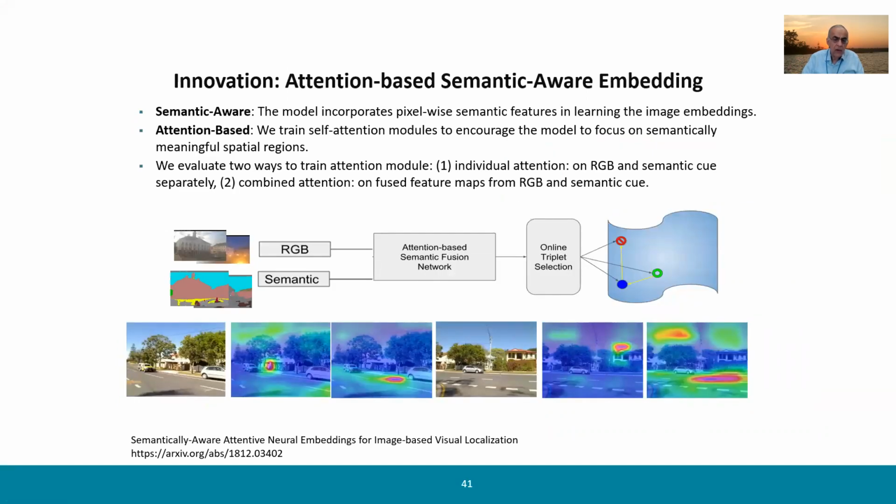And we have two innovations in this paper. One is to use semantics, and the second is to use attention. And we evaluated using both of them. So given the RGB image, we also run a semantic segmentation network, and then we feed both the original RGB image and the semantic image to this attention-based semantic fusion network. And I'll describe that to you in more detail in the next few slides. And then we use that to come up with a vector representing this image, and then we do this online triplet loss to train the neural network.